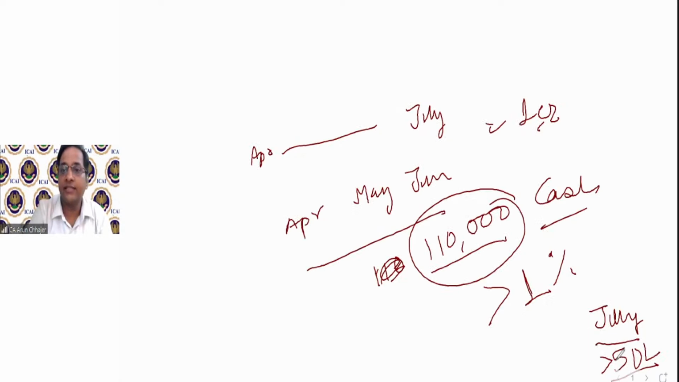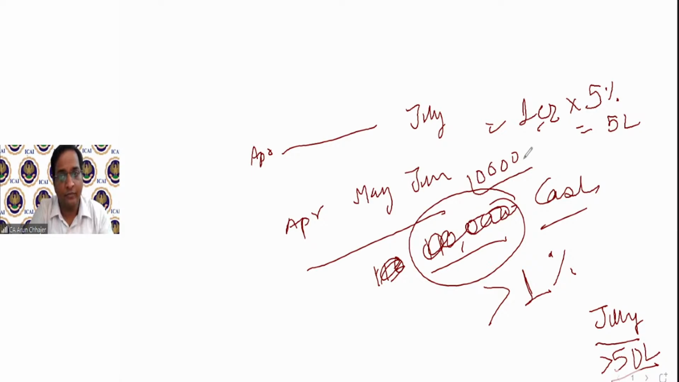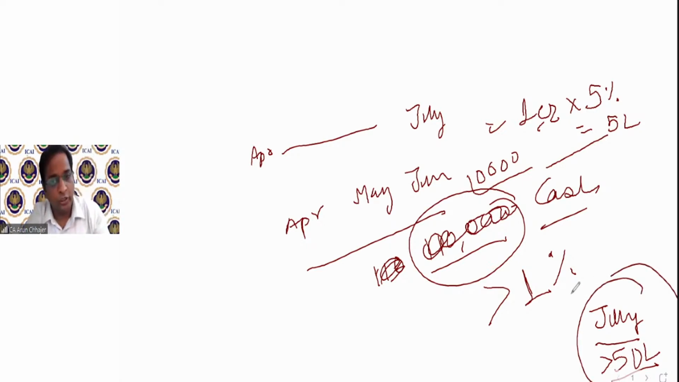So let's change this example a little. Let's say my liability is 5%, so the tax payable is 5 lakh. Okay. And I have paid, let's say, 10,000, 15,000, some amount in cash already. Then because I have already discharged more than 1% in cash, I am not required to follow rule 86B in the month of July.